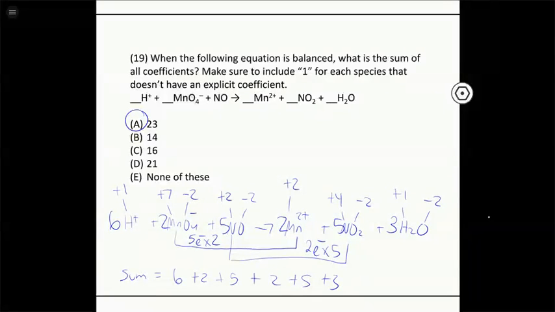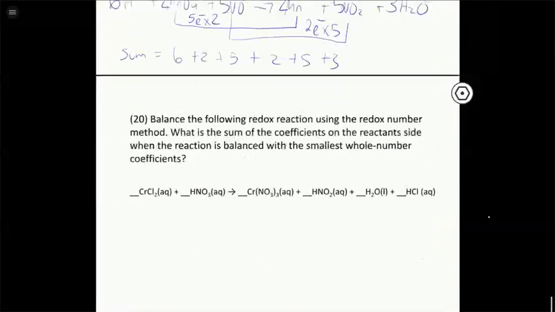So for redox reactions, the first thing to always do is use the number of electrons that are transferred to balance those species, and then everything else we do at the very end. Okay, questions on that? All right, we'll see one more of these to close out. So we have another redox reaction.